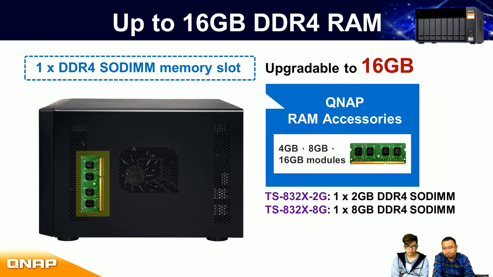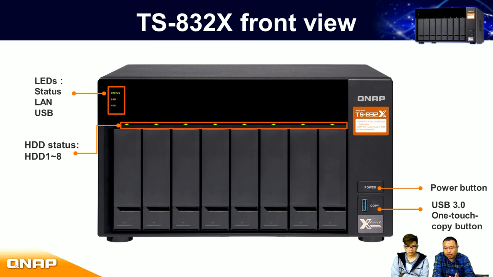Okay, and then let's take a look at the front side here. On the front view, you will see there are LED status lights on the top left. So you get to know the NAS system status, and the LAN port, whether the LAN is connected or disconnected, and the USB status on the USB port. You see on the front there's a USB port there, and then the hard drive status is from 1 to 8.